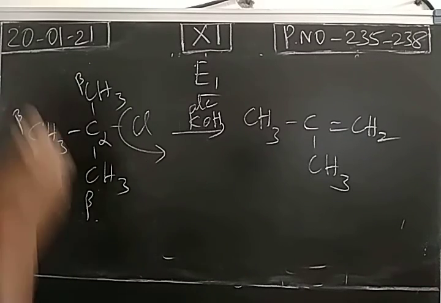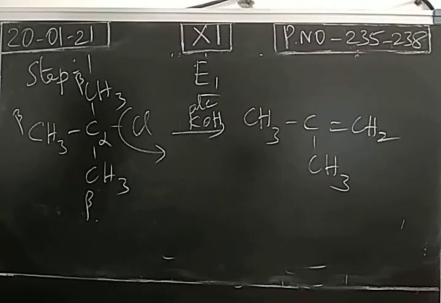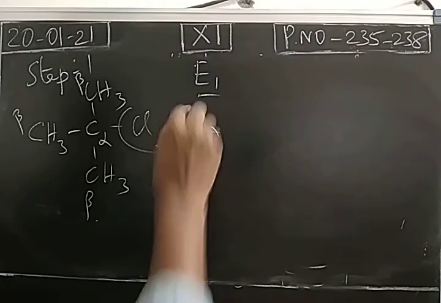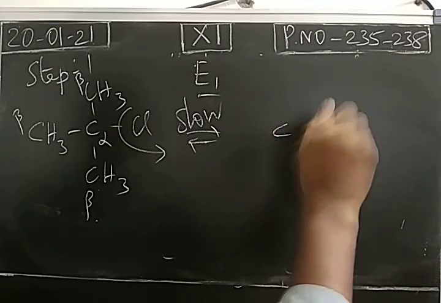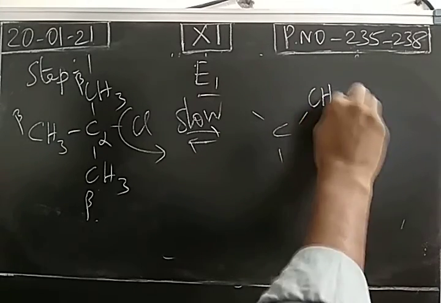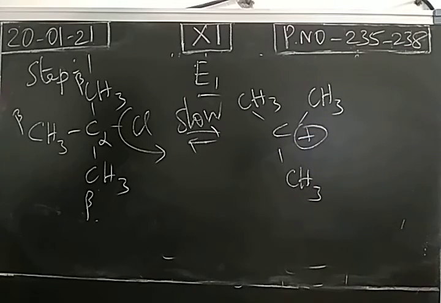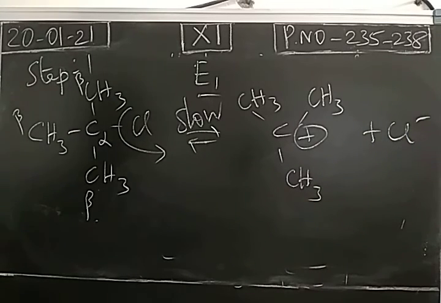So there will be 2 steps. First step is the formation of carbocation. First step is a slow step, so it is the rate determining step. The halogen will leave as a halide ion. So first step is the formation of carbocation. Chloride ion is leaving from the alpha position.